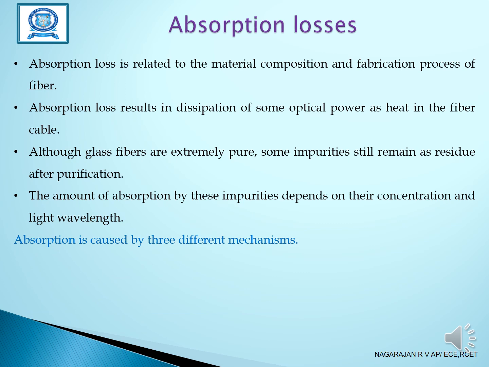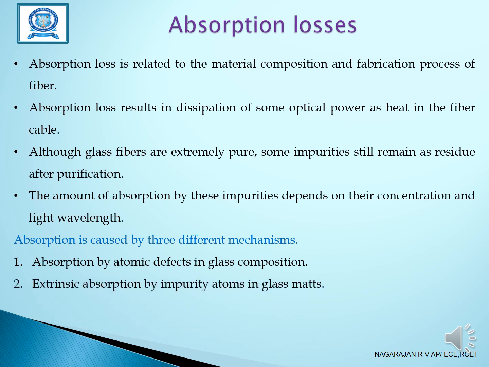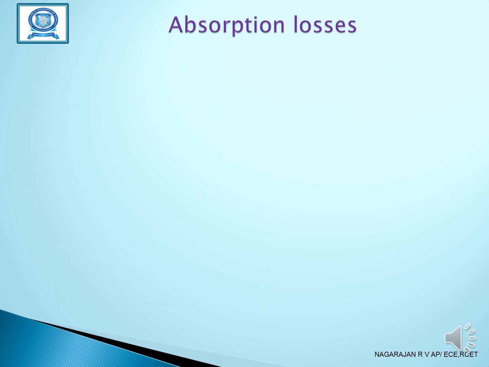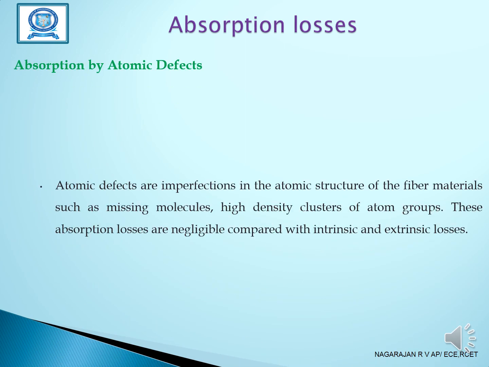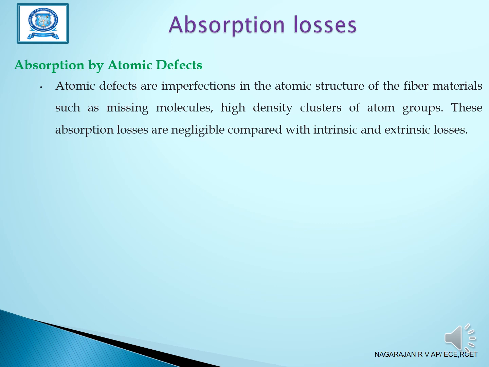Absorption is caused by three different mechanisms. First one is absorption by atomic defects in glass composition, extrinsic absorption by impurity atoms in glass material, and intrinsic absorption by basic constituent atoms of the fiber. So, absorption by atomic defects. Atomic defects are imperfections in the atomic structure of the fiber material, such as missing molecules, high density clusters of atom groups. These absorption losses are negligible compared with intrinsic and extrinsic losses.